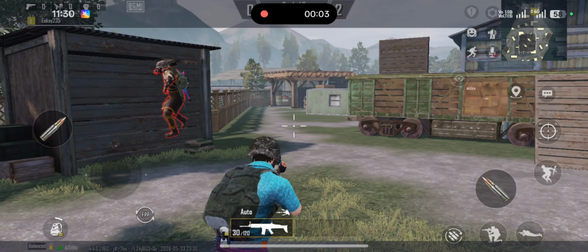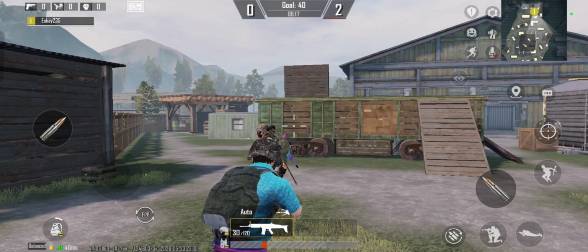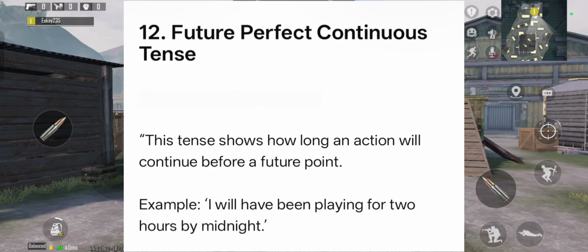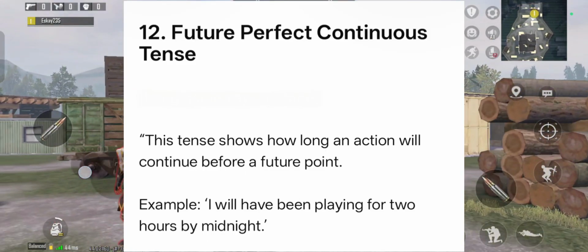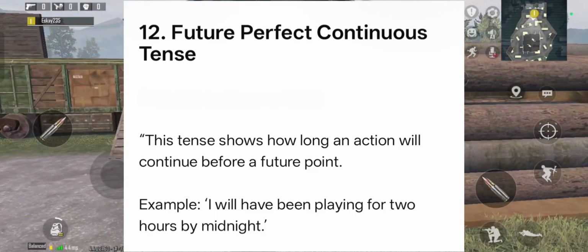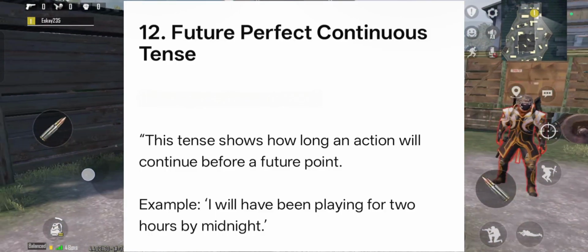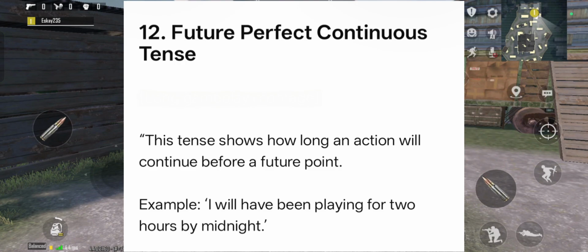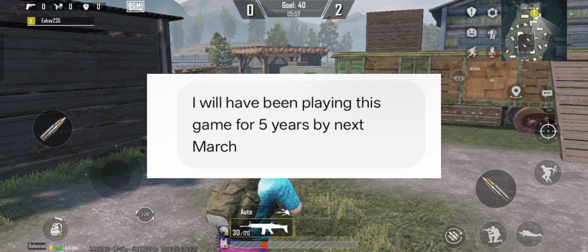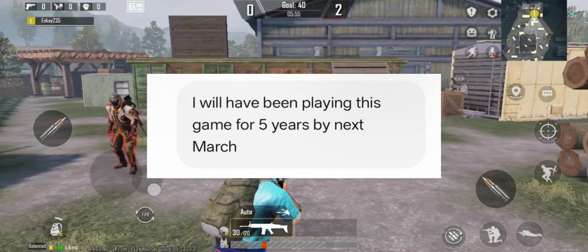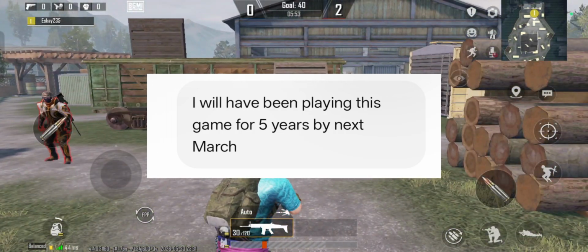We have finally arrived at the last of the tenses, that is future perfect continuous tense. One example will be I will have been playing for 2 hours by midnight. This tense shows how long an action will continue before a future point. Another example will be I will have been playing this game for 5 years by next March.